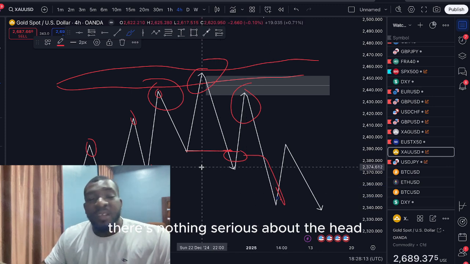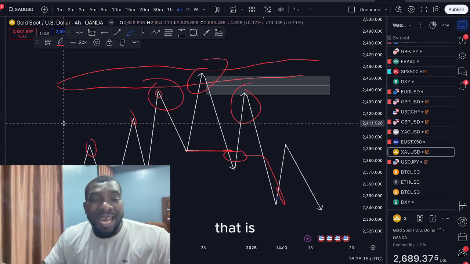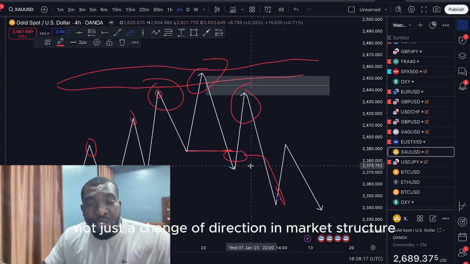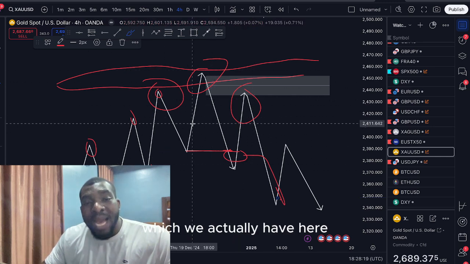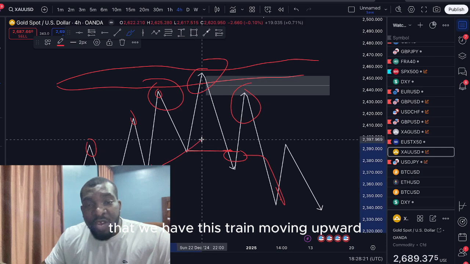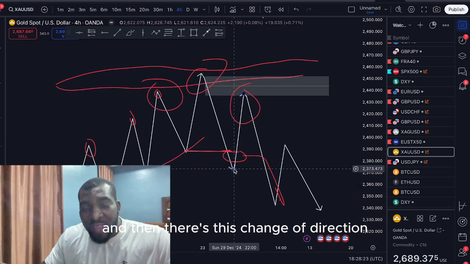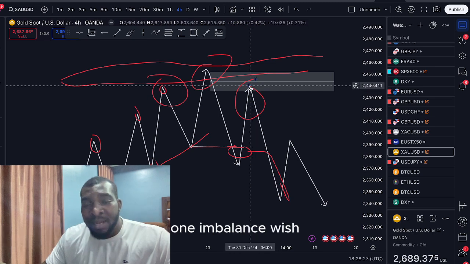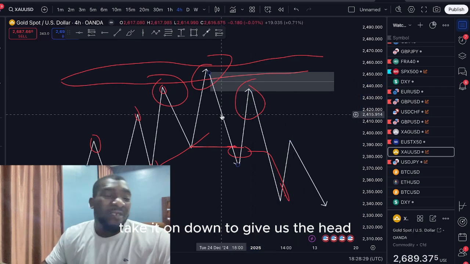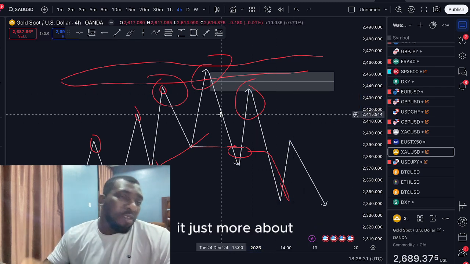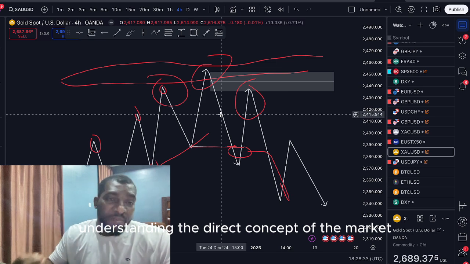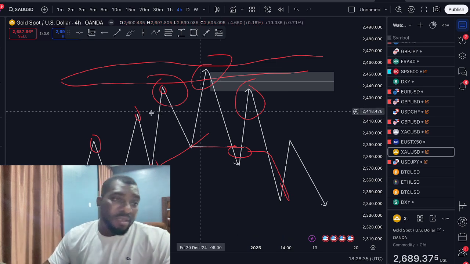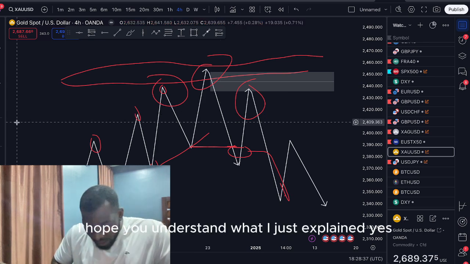But if you understand the real concept of the head and shoulder pattern, you just understand that there's nothing serious about it. It is just a change of direction in market structure, which we actually have here: the trend moving upward, and then a change of direction, and the market came down here to react to an order block or an imbalance, which took a turn down to give us that head and shoulder pattern. So it's just more about understanding the direct concept of the market and nothing else. I hope you understand what I just explained.